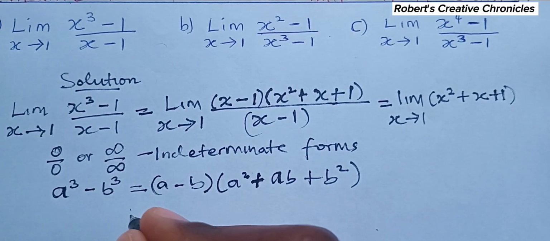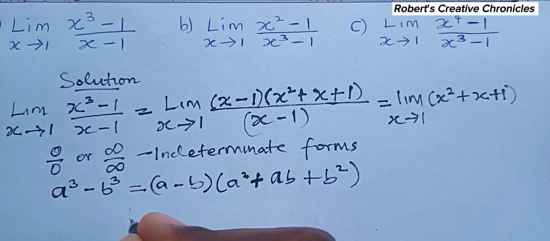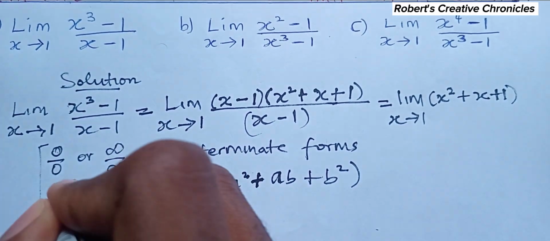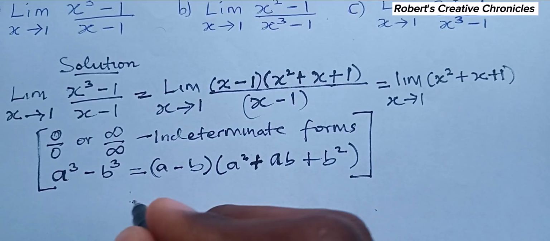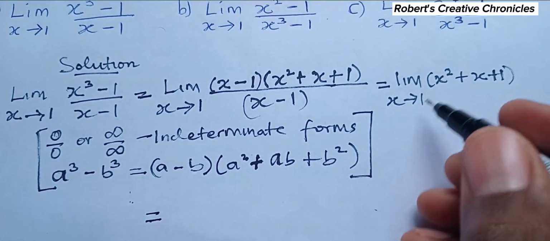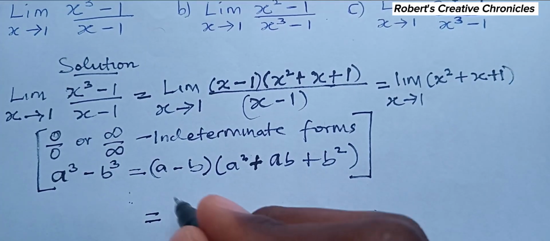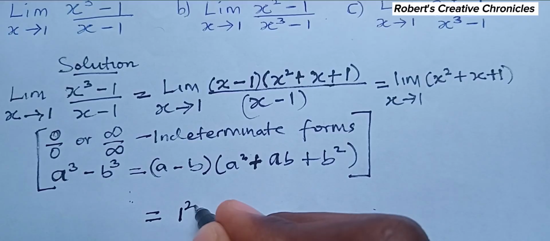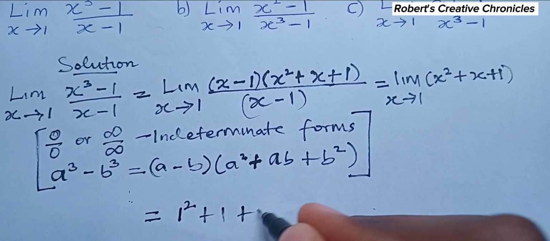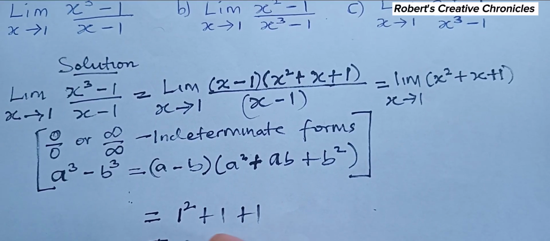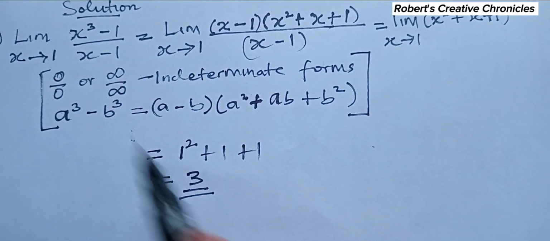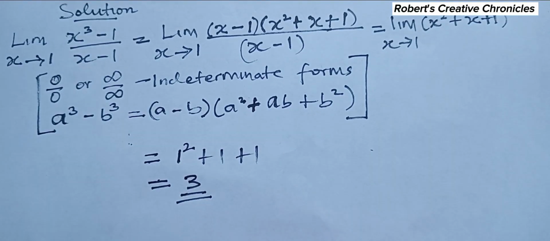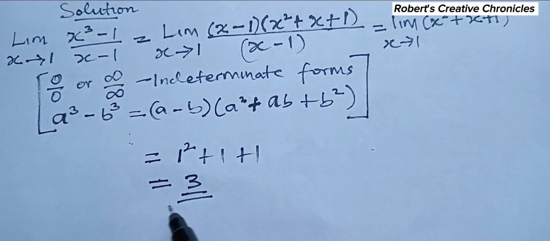So now, in bracket, if you substitute this value of x, it becomes 1 square plus 1 plus 1, which equals 3. So the limit of this one as x approaches 1 is 3.